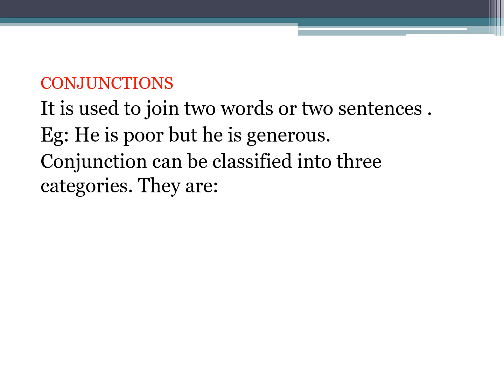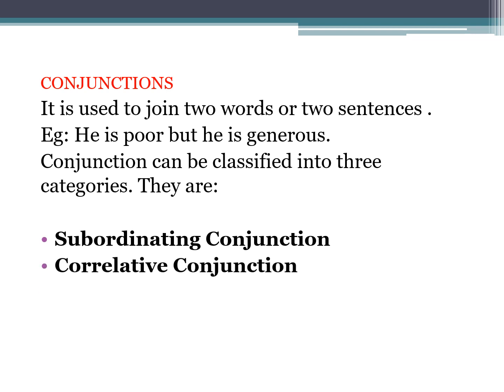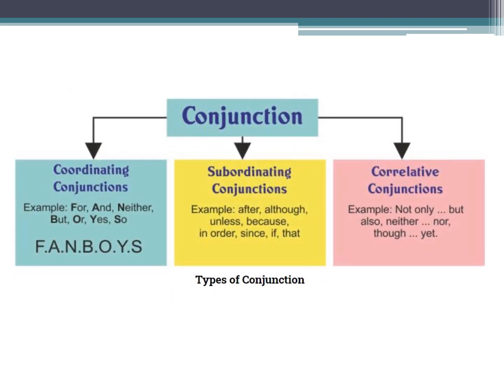Conjunctions can be classified into three categories. They are 1. Subordinating conjunction, 2. Correlative conjunction, 3. Coordinating conjunction. There are three types of conjunction. Here is an example for each. Coordinating conjunction examples: for, and, nor, but, or, yet, so. Subordinating conjunction: after, although, unless, because, in order that, since, if, that. Correlative conjunctions examples: not only but also, neither nor, though, yet.